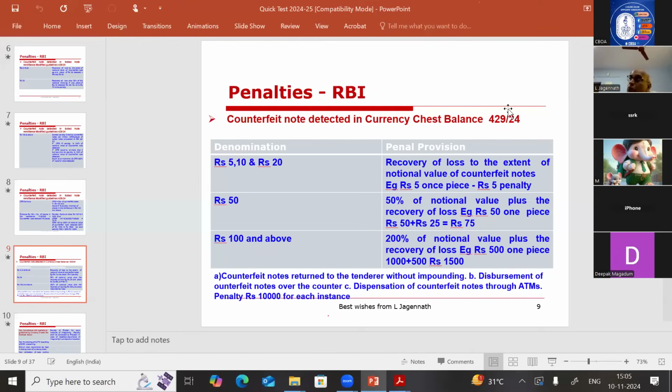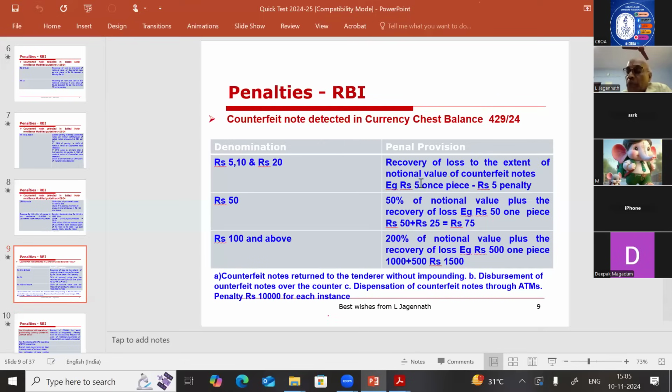Suppose in the currency chest balance, counterfeit notes are detected. What is the penalty? Circular 429 of 2024 talks about the penalty for counterfeit notes detected in the soiled note remittance and counterfeit notes detected in respect of the currency chest balance. Here we'll see. For 5, 10, 20 denominations, recovery of loss to the extent of the notional value of the counterfeit notes. That's all.